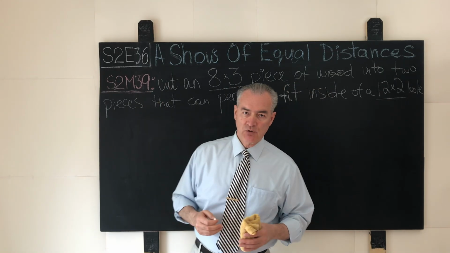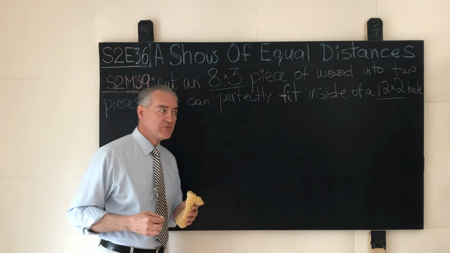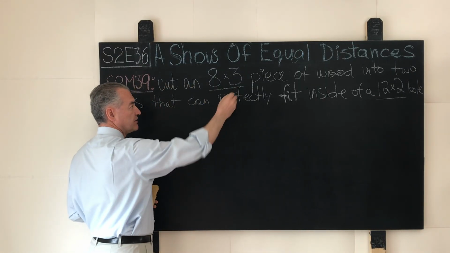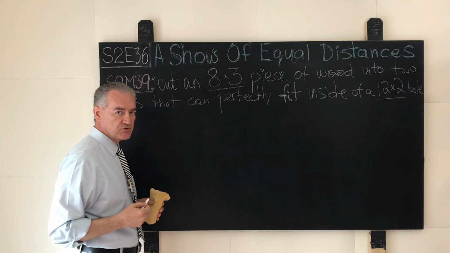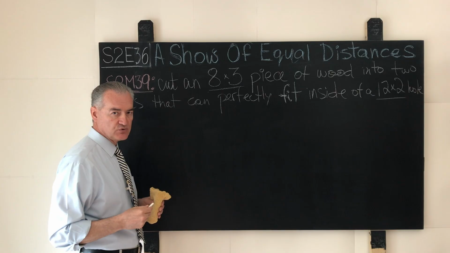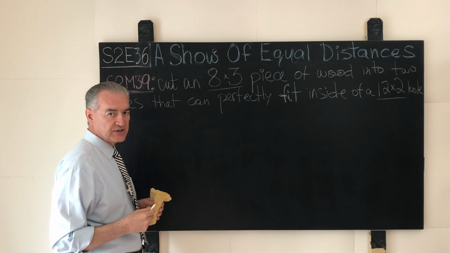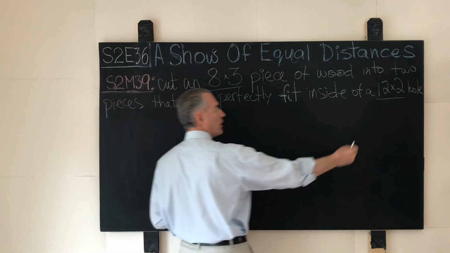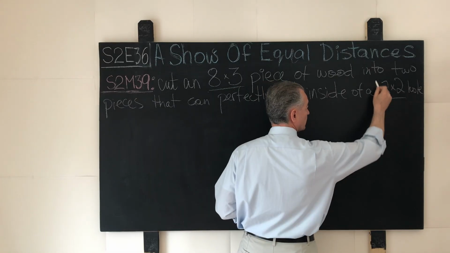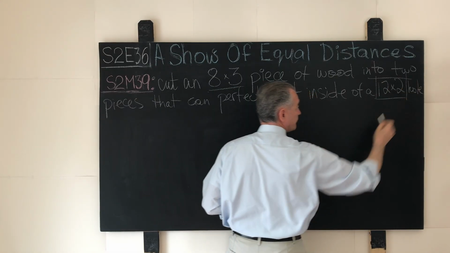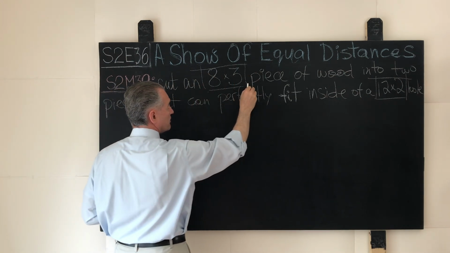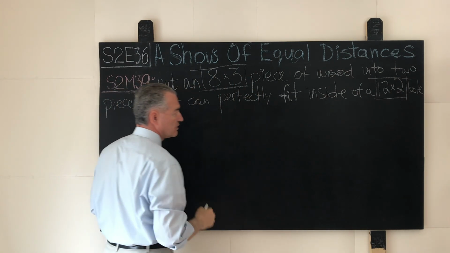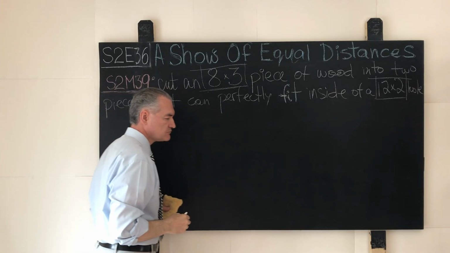And in that problem, we're given a piece of wood that is 8 by 3 units in size, and we're asked to cut that piece of wood into 2 pieces that can perfectly fit inside the 12 by 2 hole, and the original piece is 8 by 3 units. Which units, it doesn't really matter.